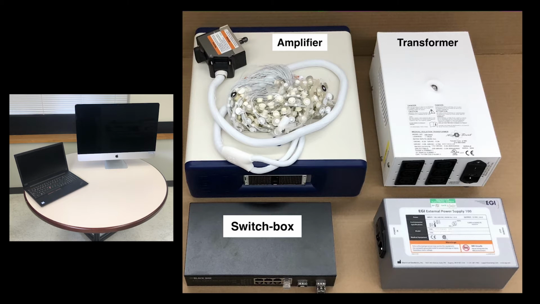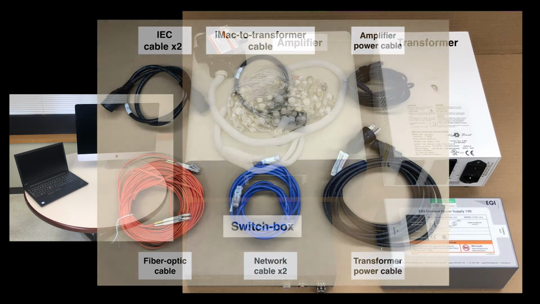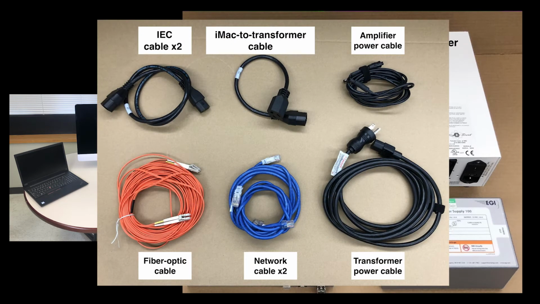Now we will verify that all of the necessary cables to connect all the hardware are present. So you need 2 network cables, which are blue in the picture, 1 fiber optic cable, which is orange, 1 power cord to go from the transformer to a wall outlet, 1 power cord to go from the transformer to the iMac, and then you'll need 2 cords, one that goes from the transformer to the switch box, and the other goes from the transformer to the amplifier power supply. And lastly, 1 power cord that goes from the amplifier power supply to the amplifier.